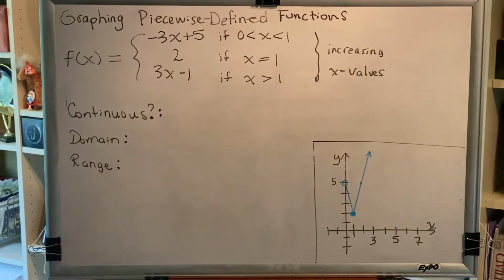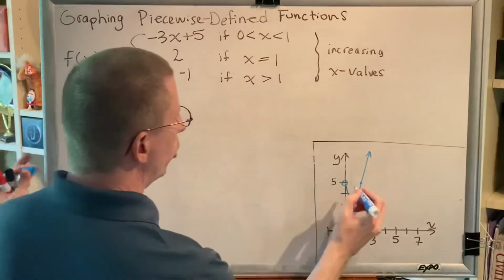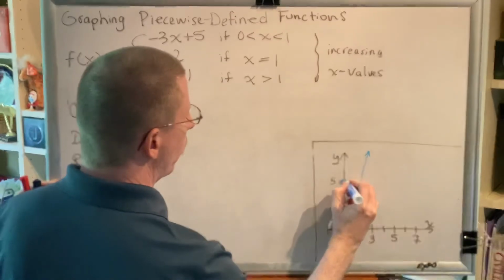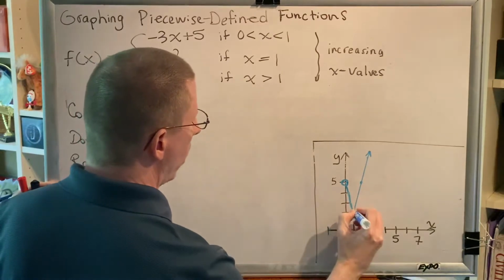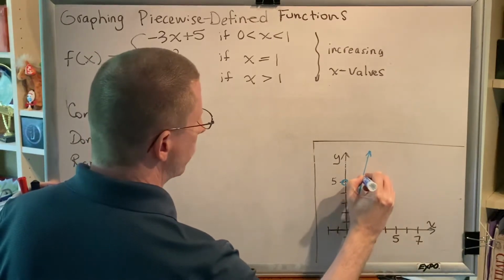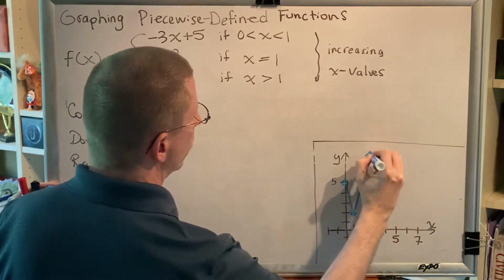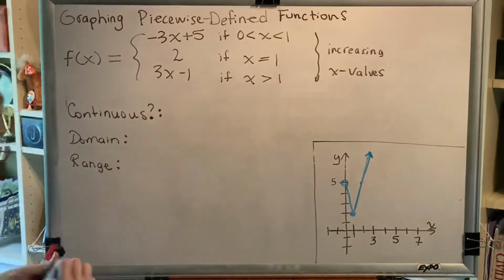Alright, so is this continuous? Can I draw the entire blue portion of this curve without picking up my marker? The answer is yes, and for that reason, this graph is continuous.